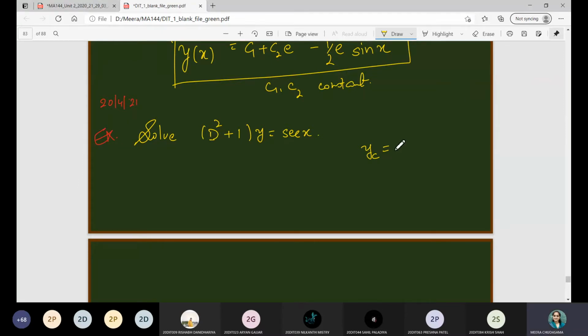What is the complementary function you are getting? C1 cos x plus C2 sin x. Very good, that is the correct one. You can now go ahead for the particular integral, for which you confirm your answer for W1 and W2. W is 1, W1 is minus sin x, and W2 is cos x. Just wait, I will write it down.